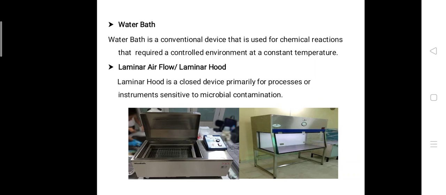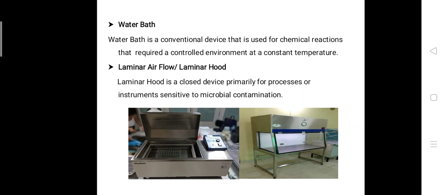Next we have the water bath. This water bath is a conventional device that can be used for chemical reactions that require a controlled environment at a constant temperature. This water bath is a device which transfers the water temperature to a reference value, which is then amplified, and a control system generates a signal for the heating system, which heats the water to the desired temperature. The main use of this water bath is for heating the sample under a controlled temperature.